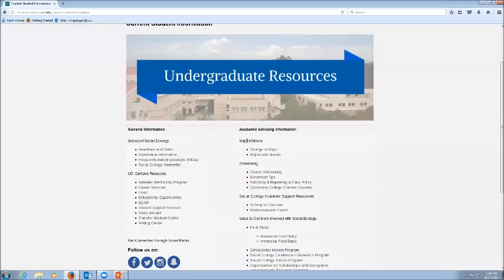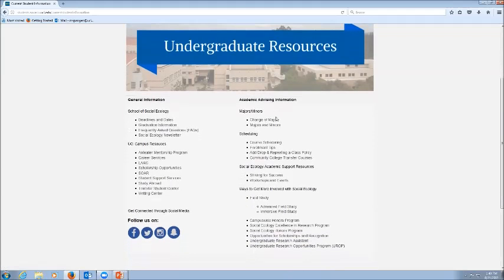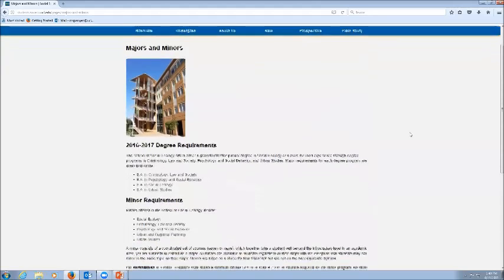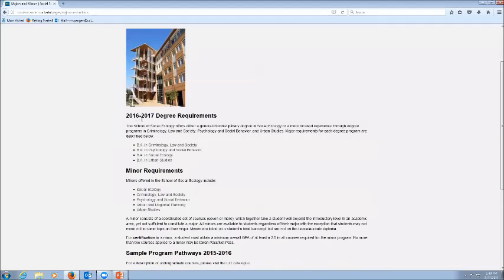and if you scroll down, you see here majors and minors. You want to click to majors and minors, and you can see here before I click on that, you see all kinds of things that you can click on to get more information if you'd like. Actually all of it is important. You can start by clicking anything you want, but here, just for time's sake, I want to click on majors and minors. And this will give you a rundown of all the majors and minors in the School of Social Ecology. And here right now it's the 16-17 degree requirements. They haven't changed for 17-18, so this is pretty accurate.